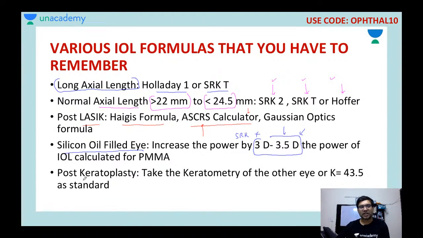Now, if you have to put an intraocular lens after a keratoplasty, that means after a corneal transplant, what you would do is take the keratometry of the other eye. Let's say you have to put it in a scarred cornea. In the scarred cornea, you would not be able to get a keratometry there. So what you do is you take the keratometry of the other eye and then you can use it for the intraocular lens power there.